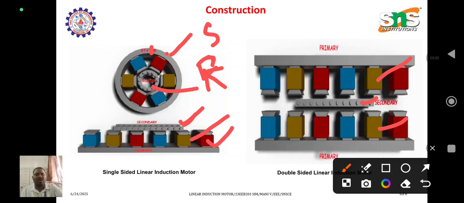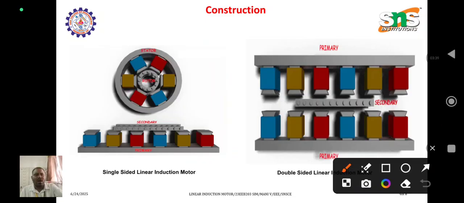Here you can see, we give a balanced three-phase power supply to the primary. The primary consists of R phase winding, Y phase winding, B phase winding, again R phase, Y phase, B phase, again R phase, Y phase, B phase, and it continues. It is just like a rotational one, but it is not rotational. It is a linear motion.